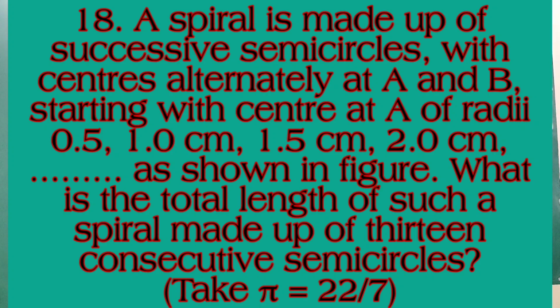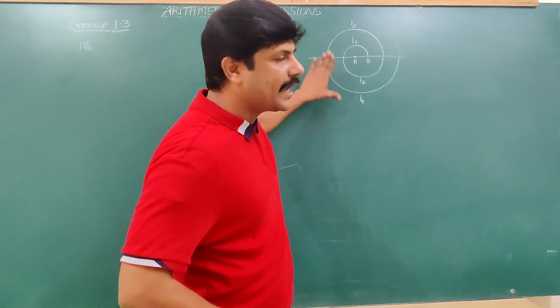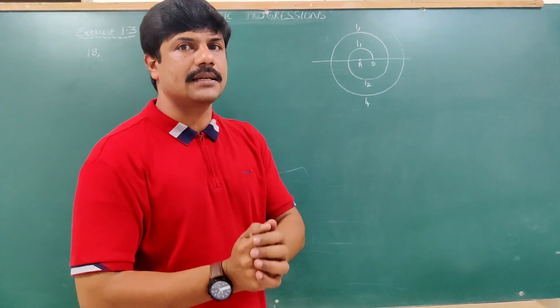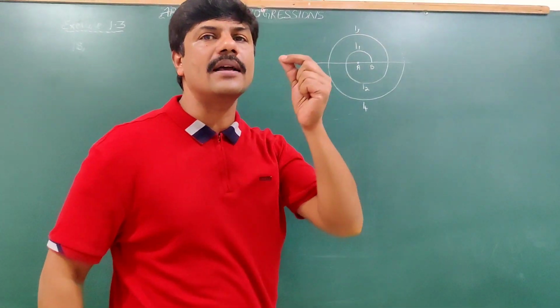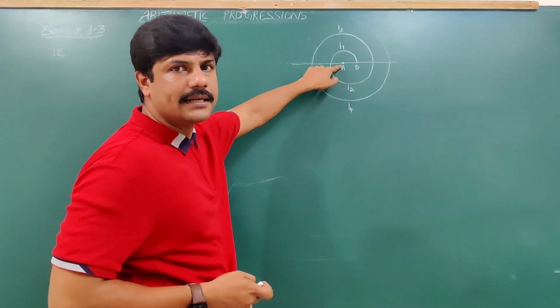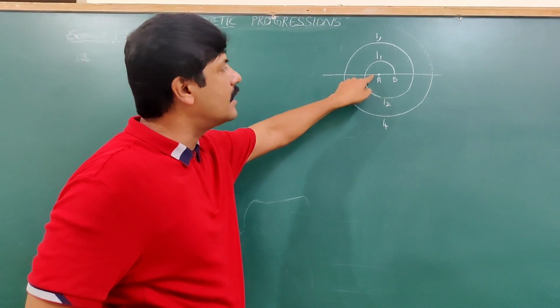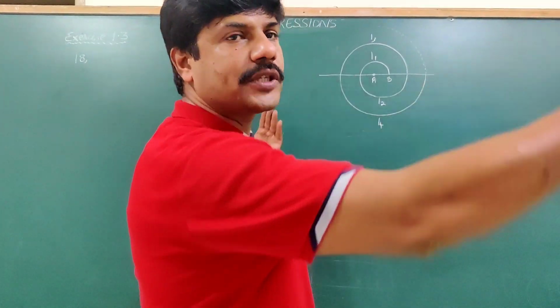What we need to find is the total length of the spiral, which consists of 13 consecutive semicircles. Understand the question properly, children. Now, this is a spiral which is made up of 13 consecutive semicircles whose centers alternate at A and B. What does it mean? It means for the first semicircle, A is the center. For the second semicircle, B is the center. For the third semicircle, again A is the center, and for the fourth semicircle, B is the center. Like this it is proceeding.